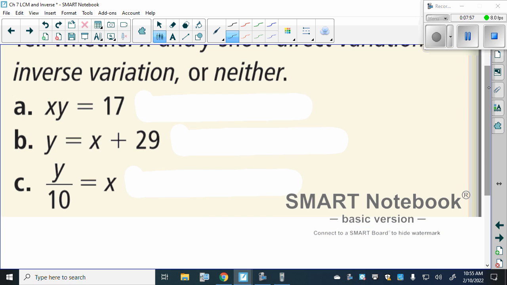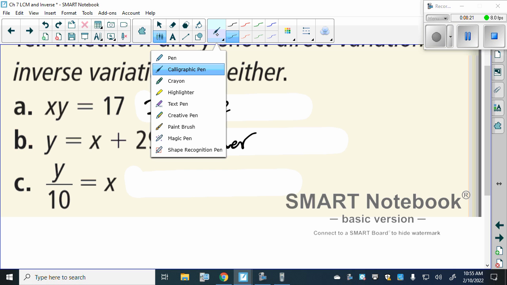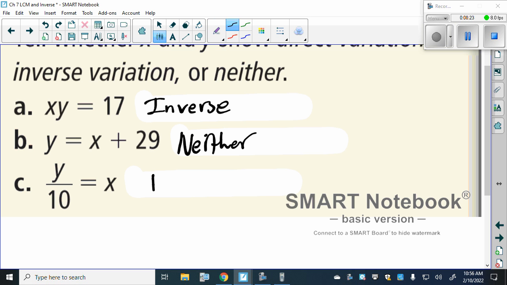So let's look at 3 more of these here, and then we'll move on to the next part. So when we look at these here, x times y is equal to 17 would be inverse. How about y is equal to x plus 29? Neither. And lastly, direct. It'd be direct.